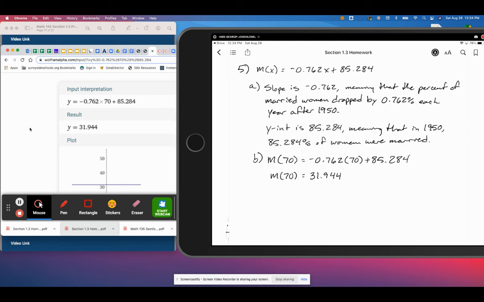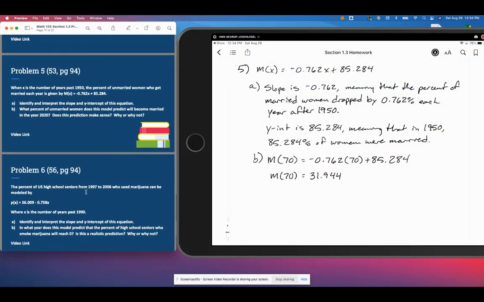31.944. And so the way to interpret that, everyone, would be that in 2020, 31.944% of unmarried women will become married.